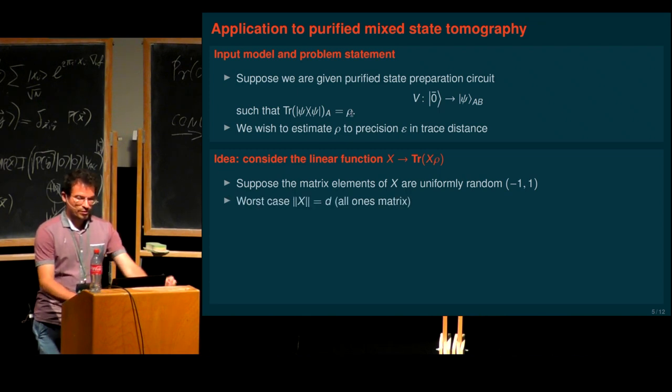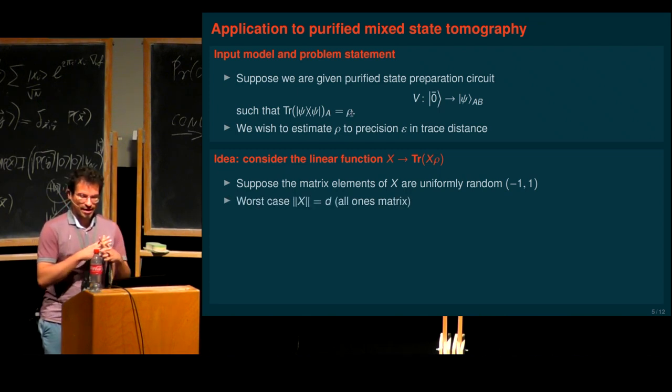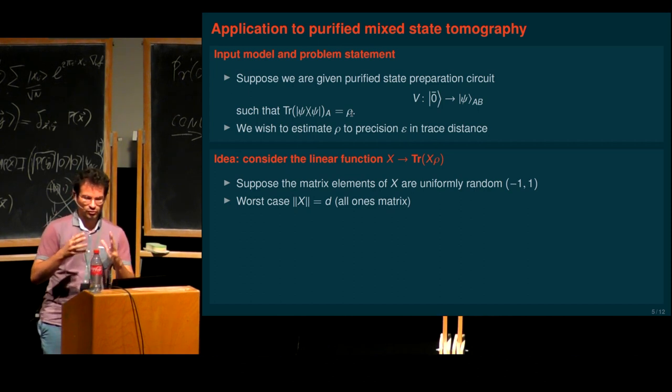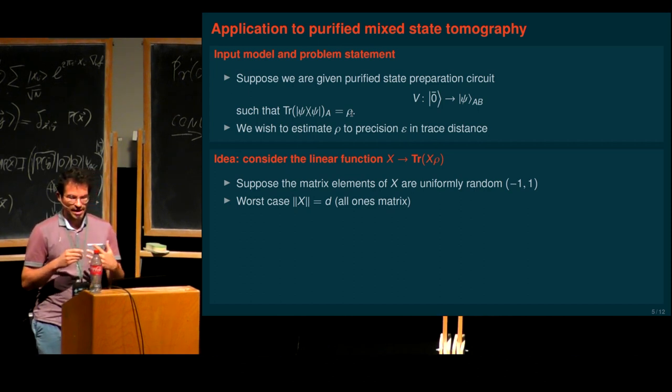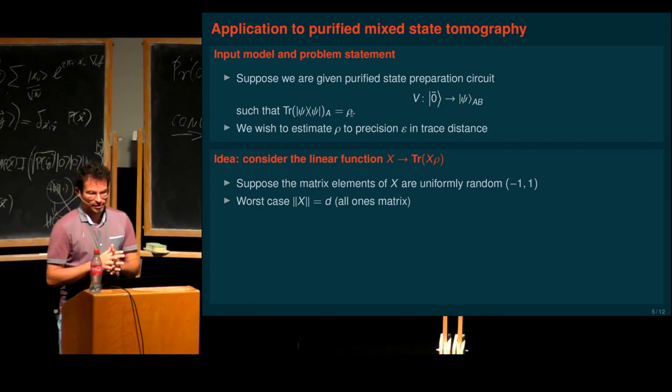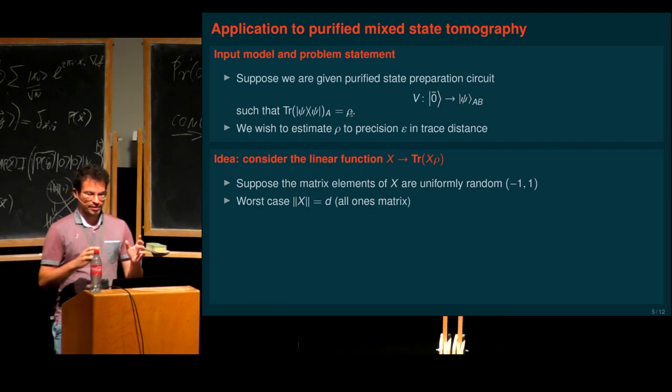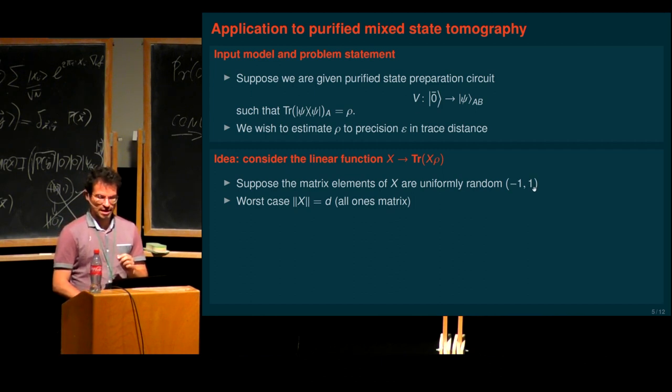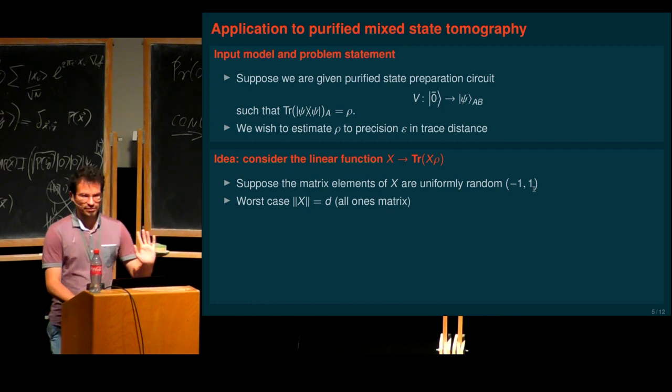Because I need to implement my x in a quantum computer to compute this linear function, I actually need x to be normalized. Unfortunately, in the worst case, if all my random choices happen to be 1, then I get the all ones matrix, and the all ones matrix has operator norm d. That's too bad. That's large. I already lose a factor of d there.